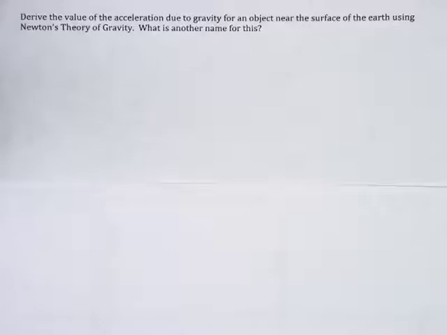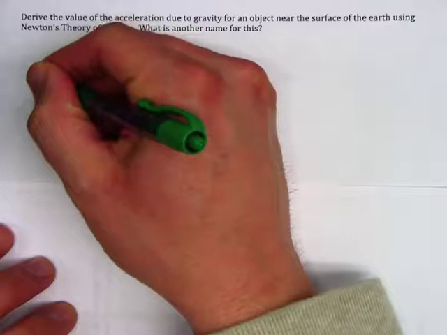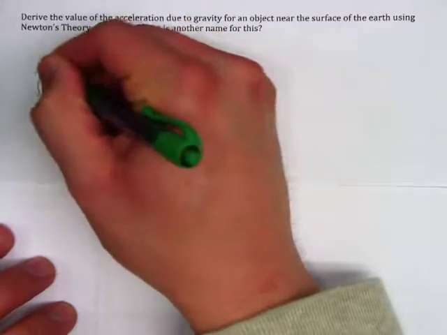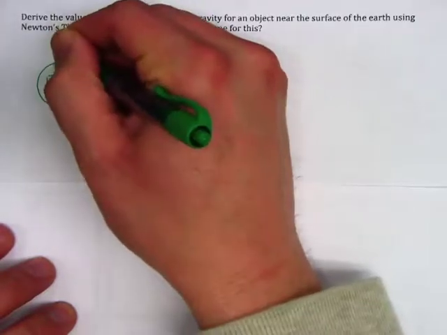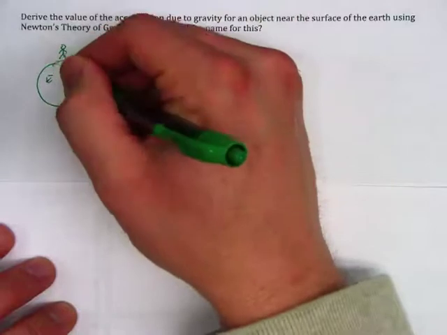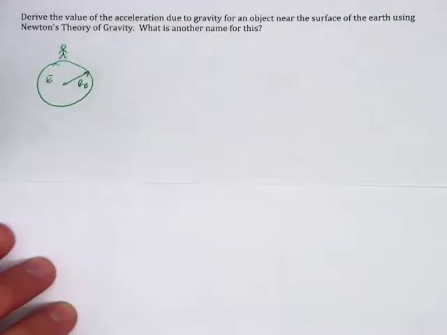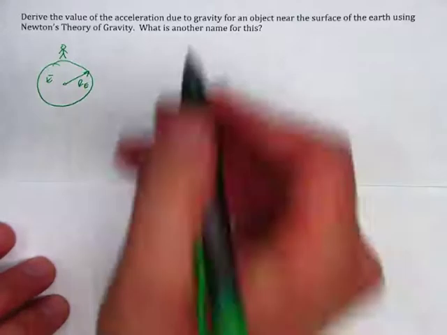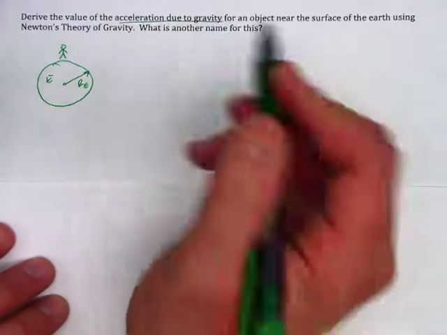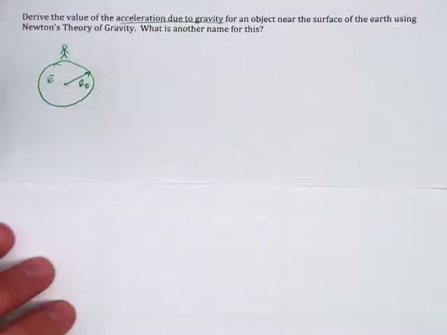Okay, now let's take another look at the universal law of gravitation and try to use it to understand this concept of gravitational fields. So let's take the Earth and someone standing on the surface of the Earth, or near the surface of the Earth. Earth has a certain radius, which is a well-known quantity. And let's try to figure out how to derive the acceleration due to gravity for an object near the surface of the Earth using Newton's theory of gravity.